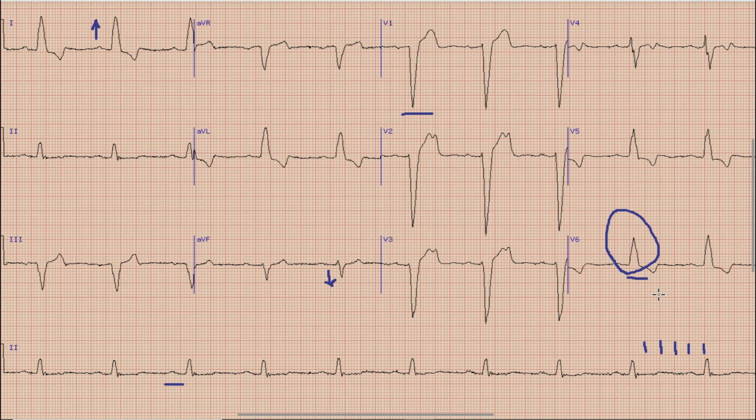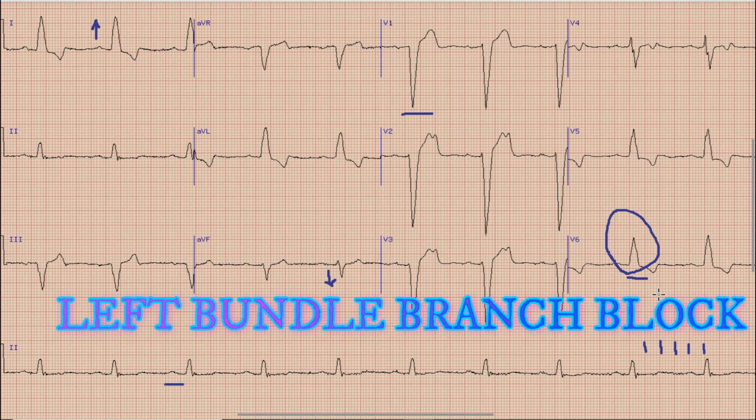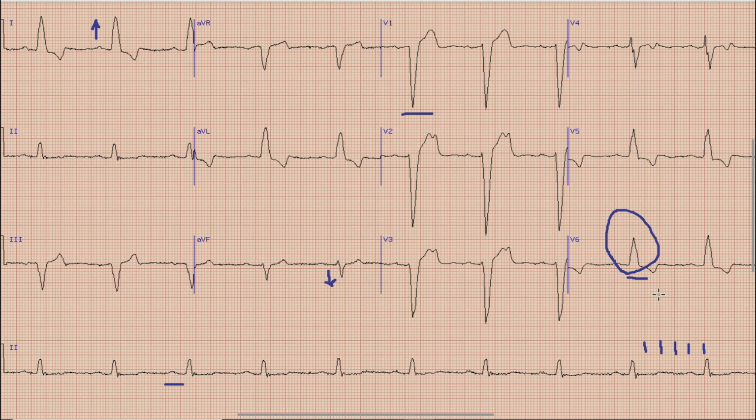Whenever you find a QRS complex which is broad or prolonged with a deep S wave in lead V1 and prominent R wave in lead V6, you must always consider left bundle branch block in that case. This morphology, that is deep S wave in lead V1 and prominent R wave in lead V6, is typical for left bundle branch block.